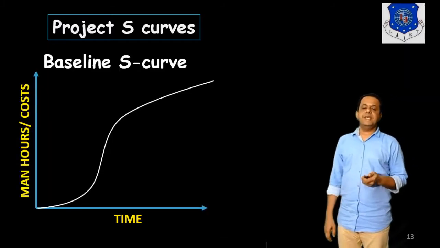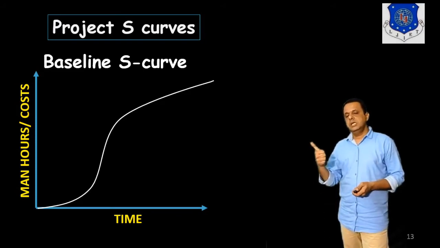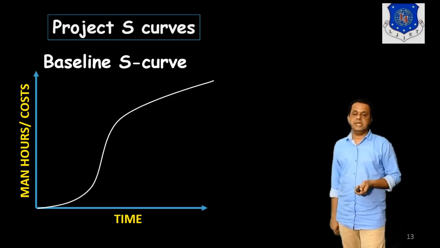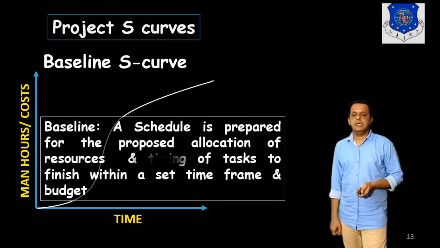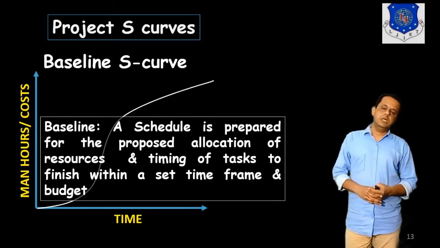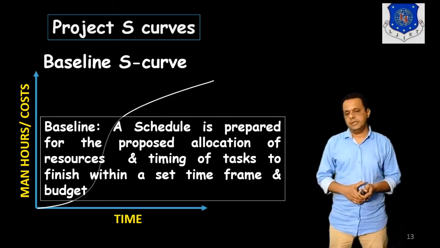Then another is the baseline S-curve, that is what exactly we are talking about. So the previous one was the target and it was shown by the dotted line. Here the baseline S-curve is given, and it is prepared for the proposed allocation of resources and timing to finish the task within a set time frame and budget.